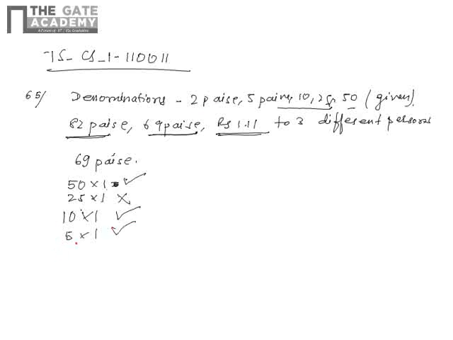And 2 paise, so how much is left? 4 paise is left, so it will be 2 coins. So how many coins in total? 1 plus 1 plus 1 is 3, plus 2, that is 5 coins. So for 69 paise, 5 coins are required.